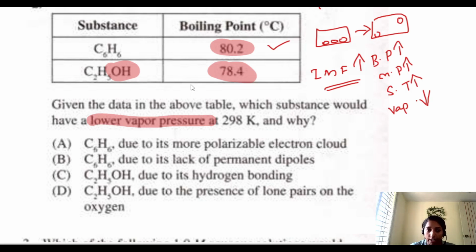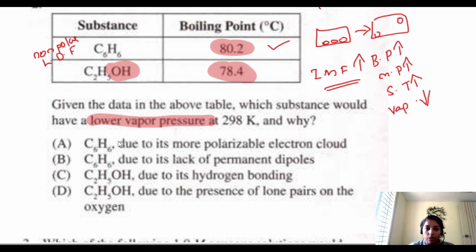How can a hydrogen bond be beaten by LDF? If it's a non-polar molecule, it's LDF, right? If this one is non-polar, the IMF is LDF. How can LDF beat the hydrogen bond? We are always telling that hydrogen bond is higher than dipole-dipole interaction, which is higher than LDF.